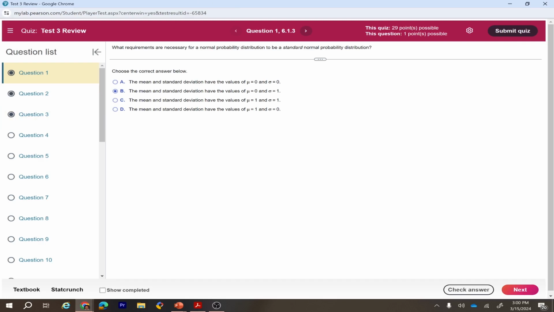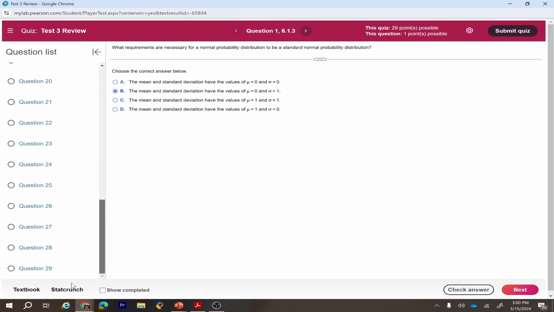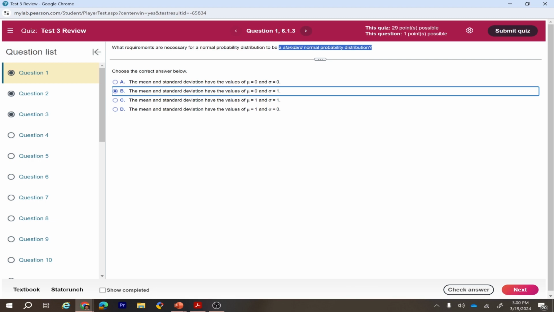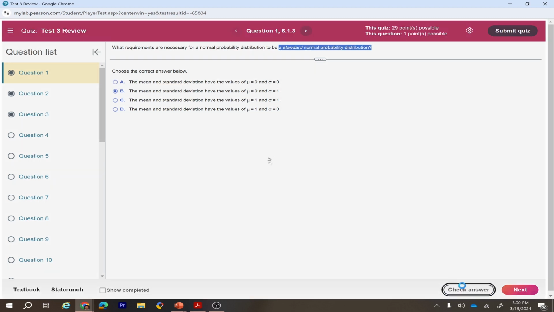Okay, this is test 3 review. There are 29 questions. First question is from section 6.1. When does a normal probability distribution become the standard normal probability distribution? The answer is when the center is 0 and the standard deviation is 1.